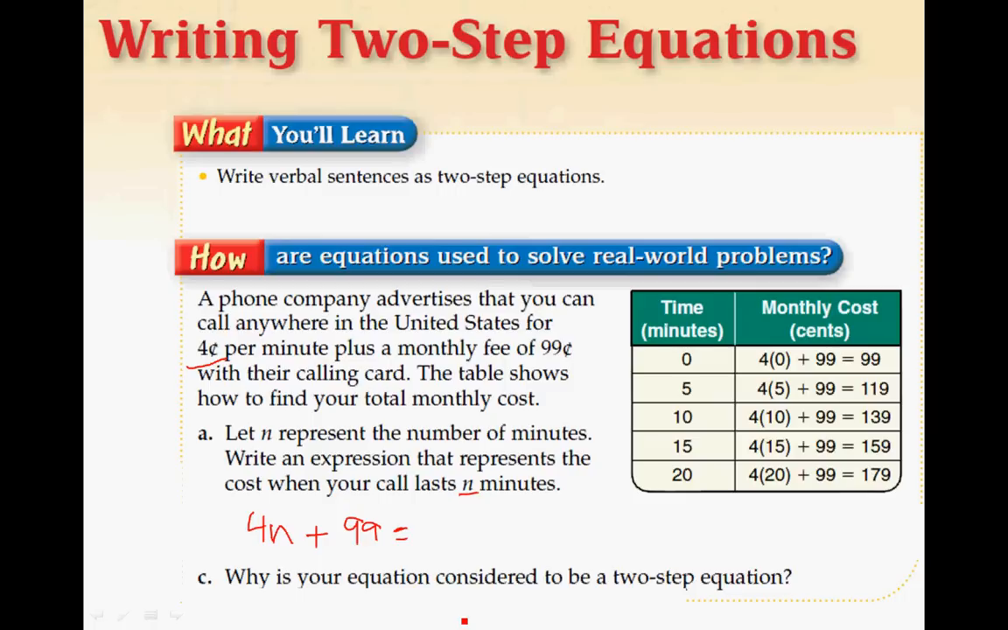Why is your equation considered to be a two-step equation? Well, what do you have going on here? We have 4 times n, so there's multiplication, and then you also have addition. So it has two operations, multiplication and addition. That's why it's called a two-step problem.